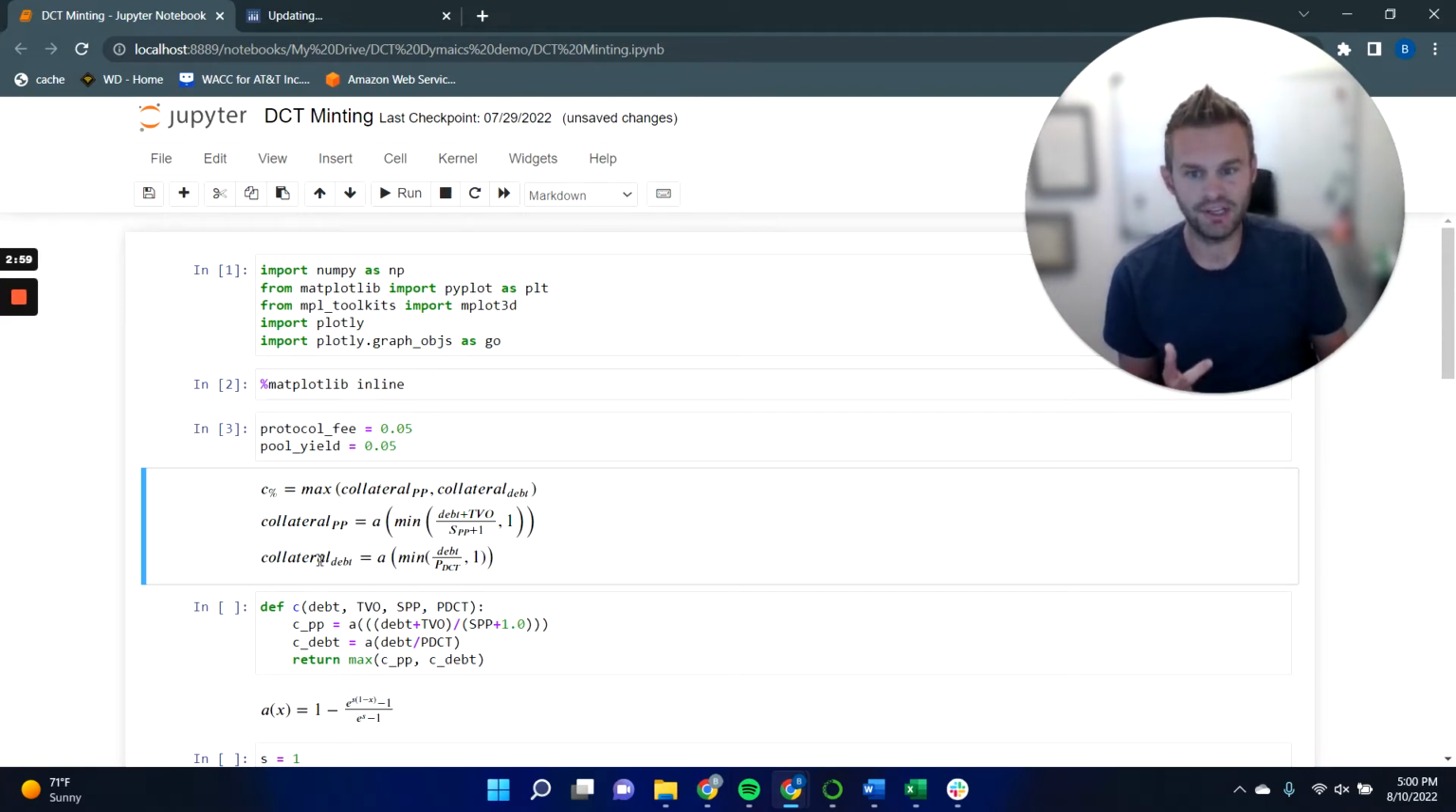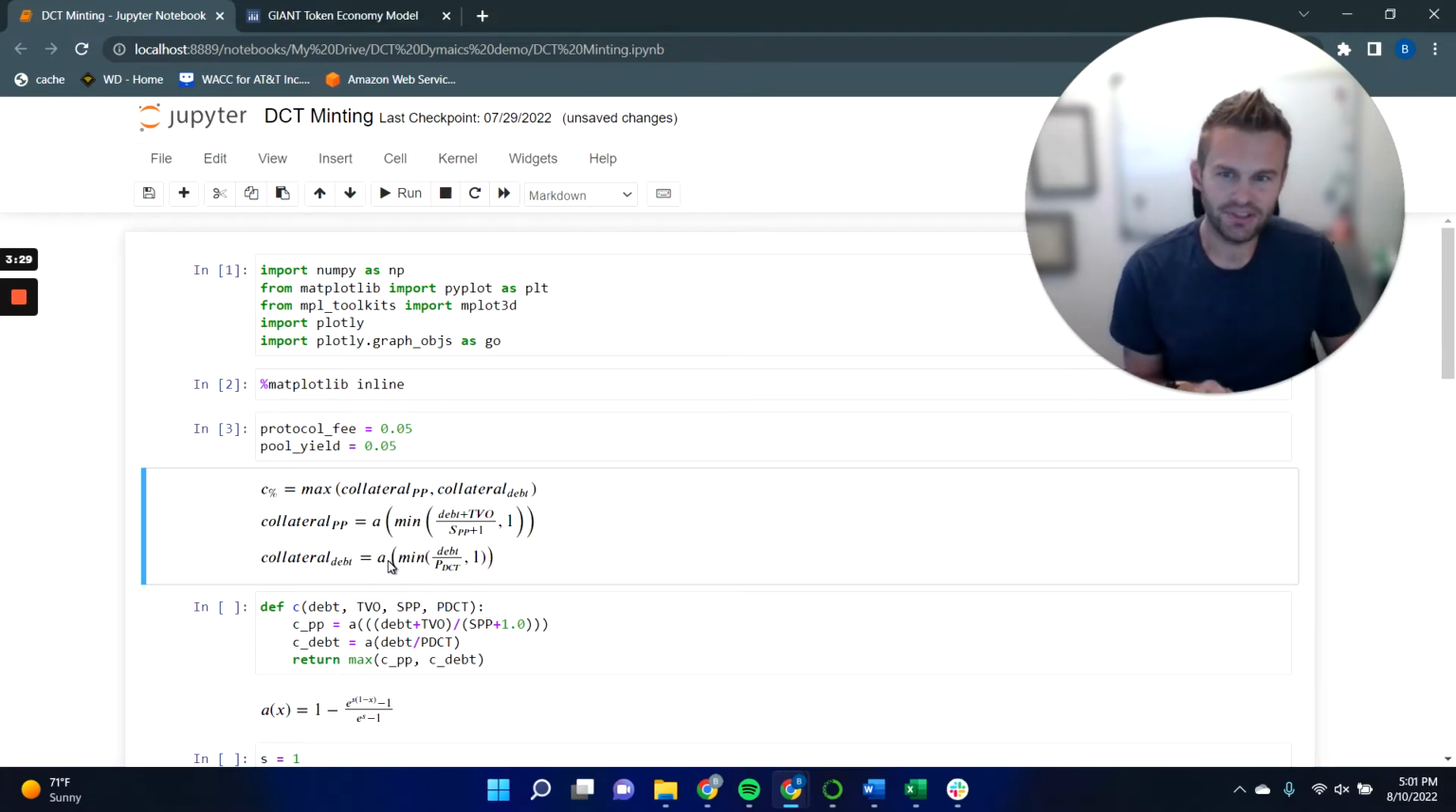But I want to talk about the other collateral, the debt collateral, which is the ratio of debt to the price of the DCT. So this is how much of the DCT I would need to take in order to repay the debt. Obviously, this can't be greater than 1. I can't take more than the entire sale. But the idea is, if the provider owes $5 and the DCT is worth 10, then 50% of the sale would pay off the debt.